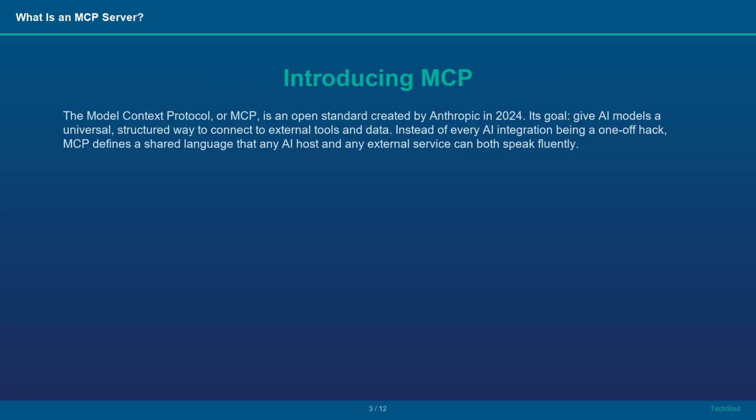The Model Context Protocol, or MCP, is an open standard created by Anthropic in 2024. Its goal: give AI models a universal, structured way to connect to external tools and data. Instead of every AI integration being a one-off hack, MCP defines a shared language that any AI host and any external service can both speak fluently.